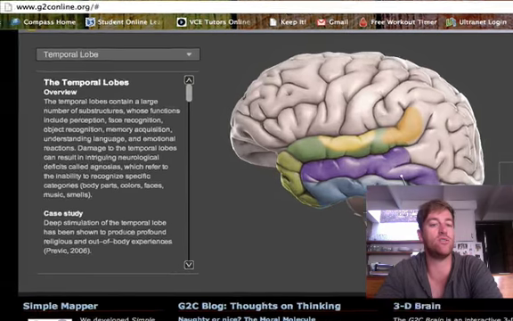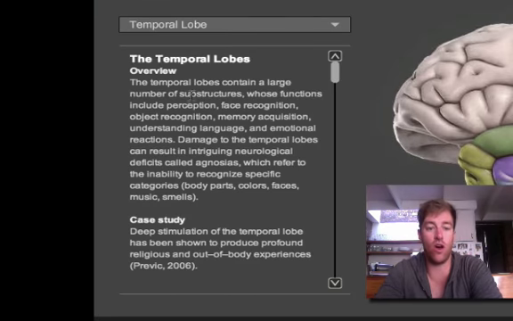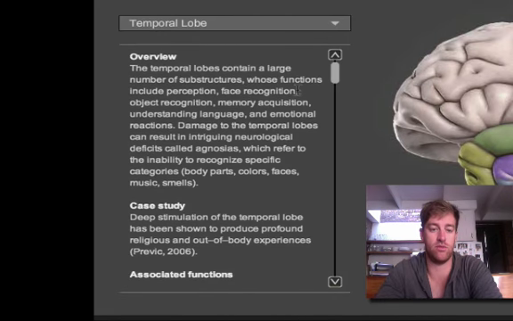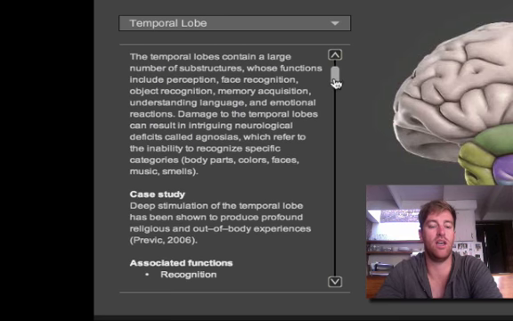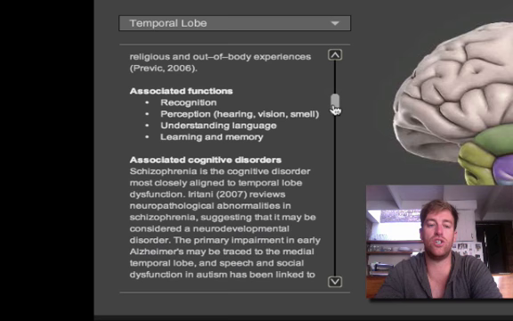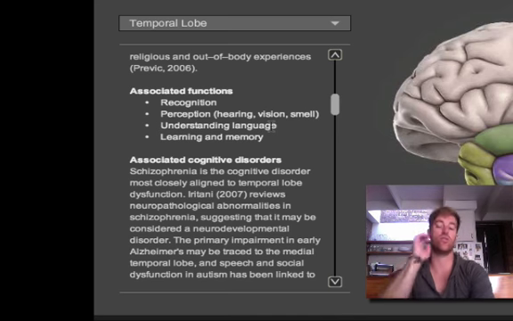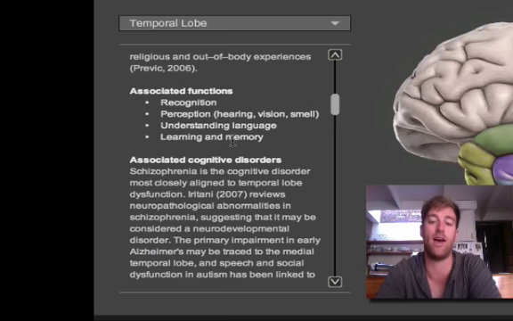Okay? If you look over here, what is it responsible for? Well, face recognition, object recognition, memory acquisition, all these kinds of things. Emotional reactions, sound, words, all of these kinds of things. If you damage this part of your brain, it can cause some real problems. I was going to say headaches then, but that was a bit cliched. But it's to do with recognition, it's to do with the perception of hearing, vision and smell, okay? And also understanding language and learning and memory. So the temporal lobe is a super duper important part of our brains for us, okay?